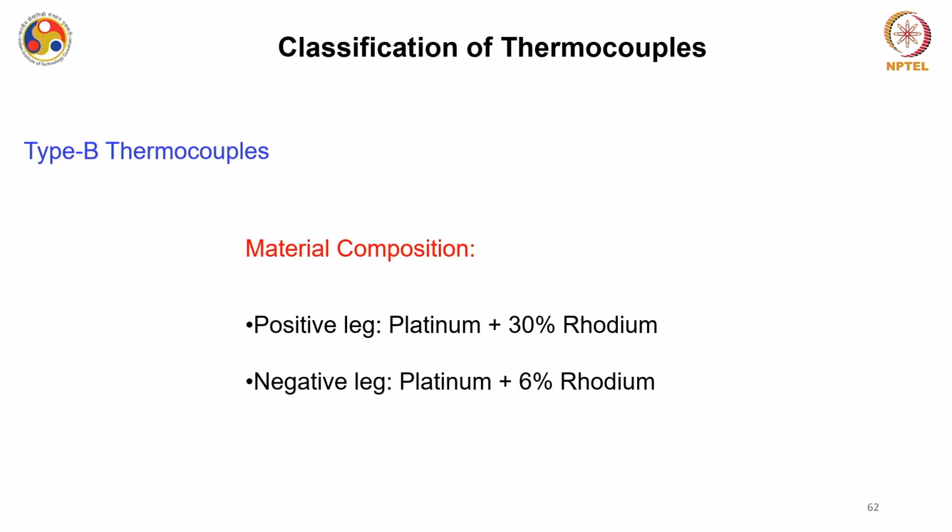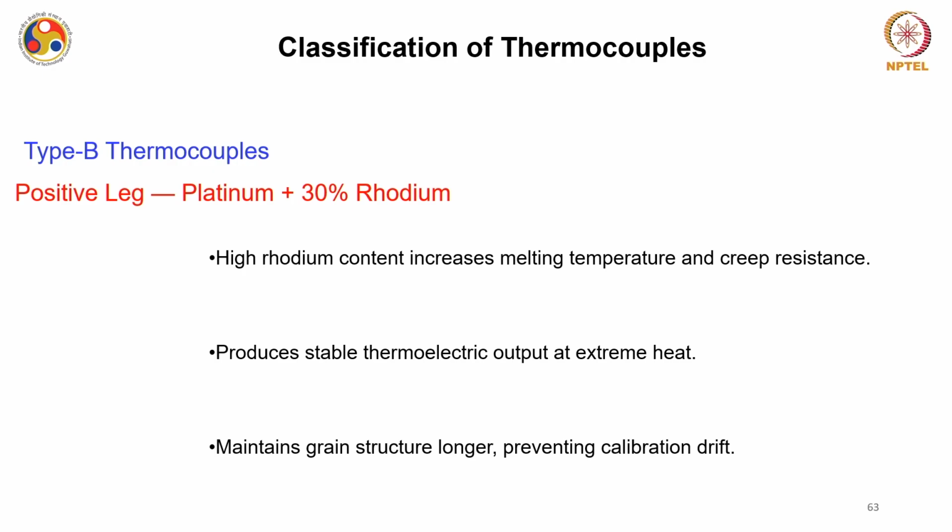The material composition is again very similar to type R and type S, except that the positive leg now has a much higher concentration of rhodium, which is platinum plus 30% rhodium, while in the negative leg, for type R and type S we have only seen pure platinum used, while here you have around 6% of rhodium also. So you have platinum plus 30% of rhodium in the positive leg, while you have platinum plus 6% of rhodium in the negative leg. Okay.